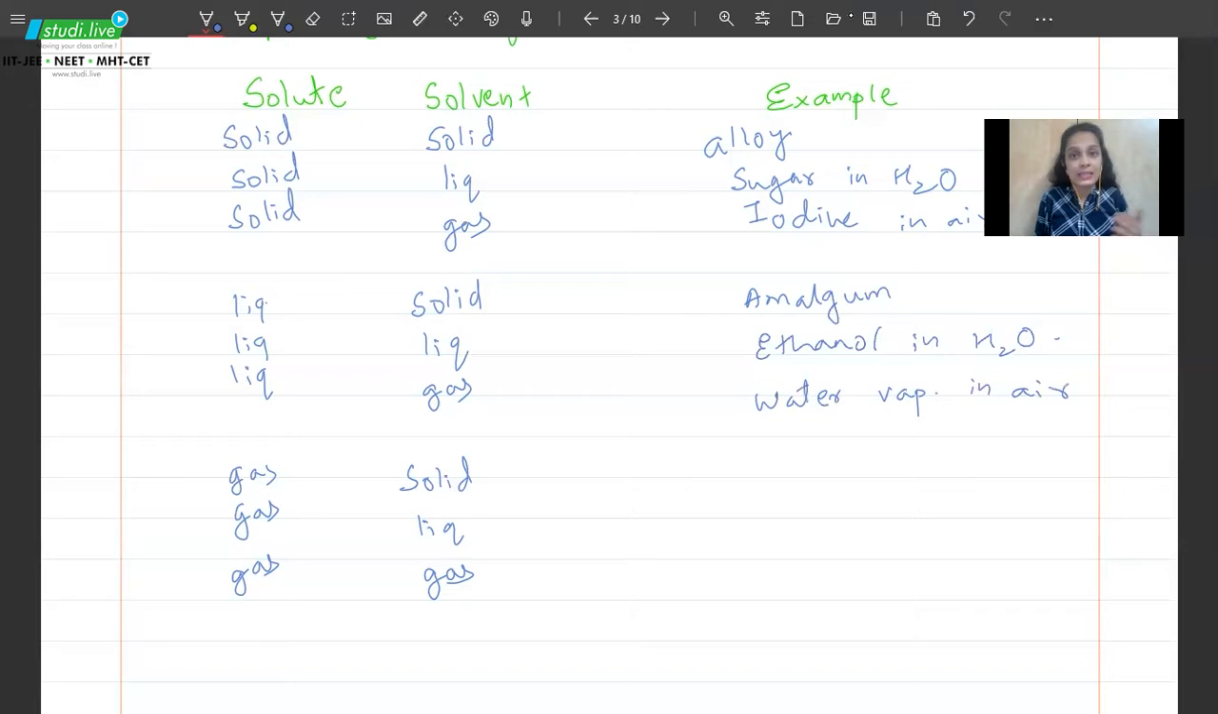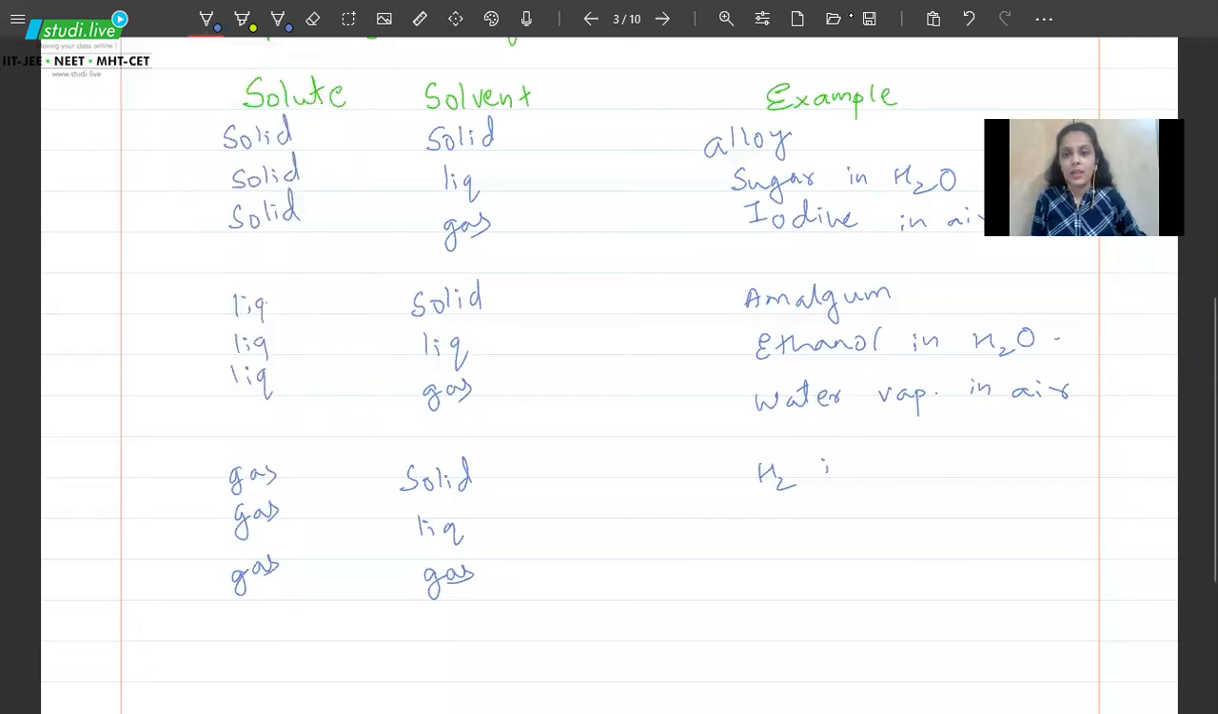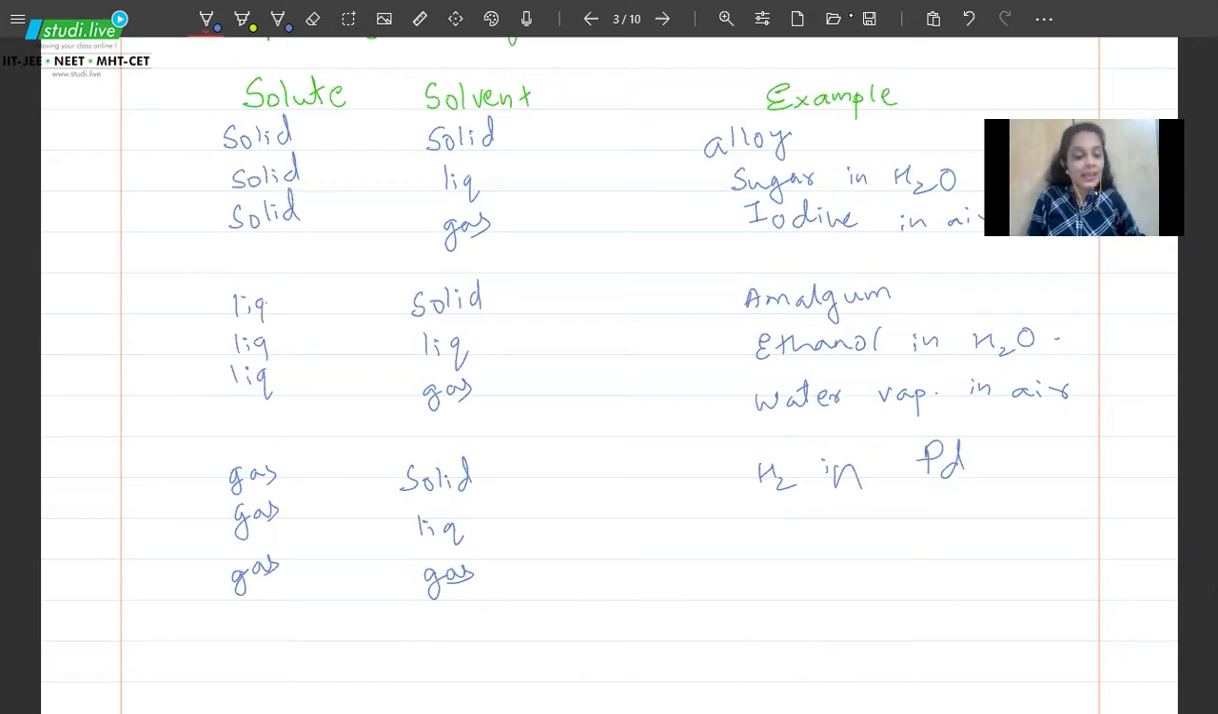Then we have gas in a solid. Let's take hydrogen in palladium. Yes or no, students? So we have taken hydrogen in palladium over there. Am I right? Then we have gas in a liquid.